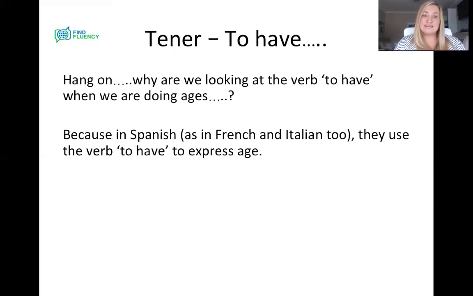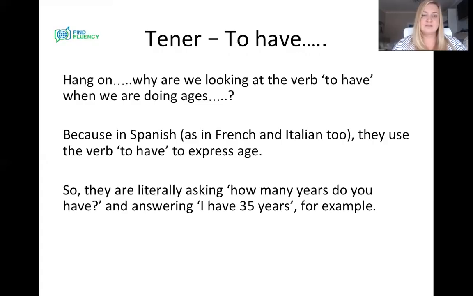Right, well, because in Spanish, as in French and in Italian as well, my other languages, they use the verb to have to express age. It's something that English speakers have quite a lot of problems with, and it's a very, very common error at the beginning stages of learning, where people will automatically use the verb to be to express age, as we do in English. However, in Spanish, we do not use the verb to be to express age, like I am 30 or whatever. They use the verb to have. So they're literally asking, how many years do you have? And answering, I have 35 years, for example.